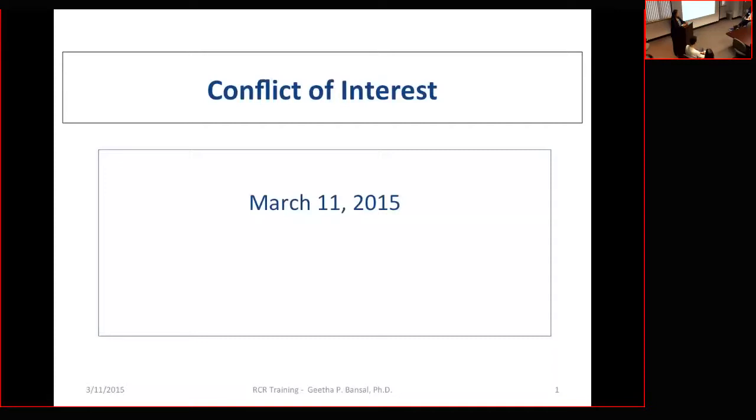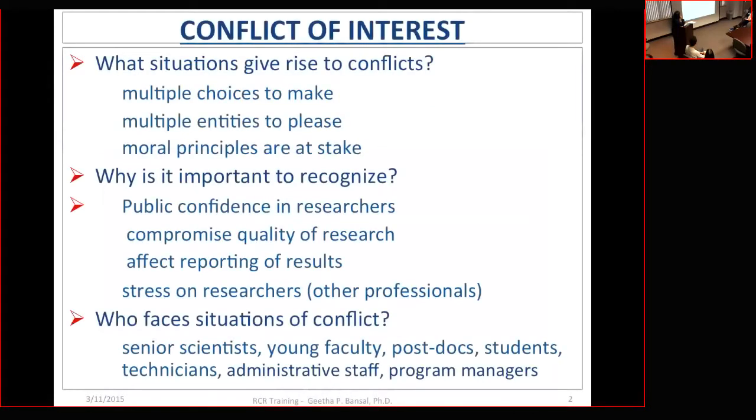Then there are multiple entities to please. You have to decide to go to a meeting that you really are interested in, or another meeting where your professor wants you to go to this particular one, and you have totally no interest. You have to make that choice. It's just something I'm throwing out, but you get the idea. When you're faced with conflicts, there are so many different choices to make, and you have to decide based on your personal preferences, guidelines, and policies. We all have to do that.